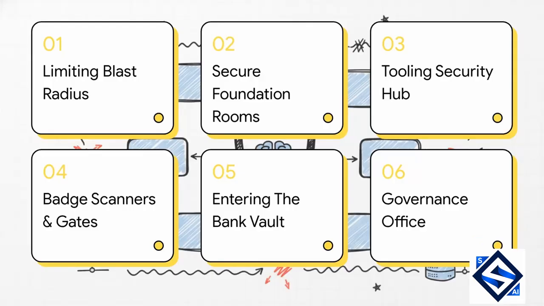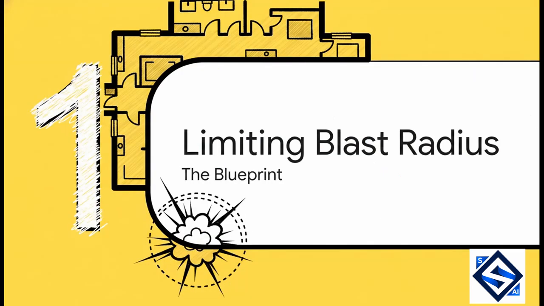So think of today's agenda as our floor plan for this high-security office building. We'll start by looking at limiting the blast radius, then we'll tour the secure foundation rooms, check out the tooling security hub, examine the badge scanners and security gates, actually enter the bank vault, and finally, we'll visit the architect's governance office. All right, let's jump right into our first section, limiting that blast radius by drawing up a blueprint.